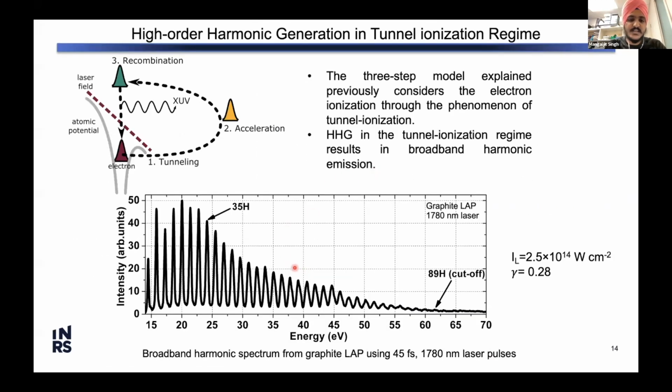And the spectrum that I showed you previously from the graphite laser-ablated plume was recorded at laser conditions which correspond to the tunnel ionization mechanism. That is, the Keldysh parameter is less than 1. And as I explained earlier, in the tunnel ionization mechanism, the harmonic generation spectrum is very broadband, which contains multiple harmonic orders, which are odd multiples of the incident laser driving photon energy.